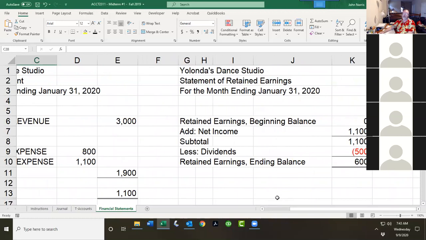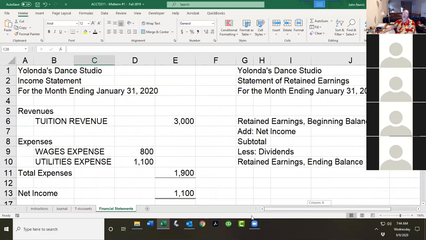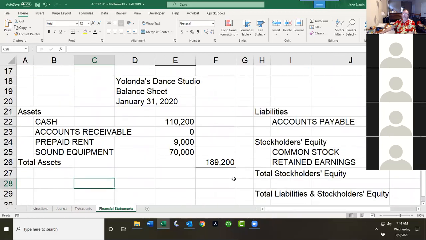It's also measuring activity, so it's got the same, with just the second line different. This is a brand new company, started when we first deposited that $150,000, so there's 0 balance in the beginning of retained earnings. We add the net income, subtract the dividends, and we get retained earnings of $600. The balance sheet.